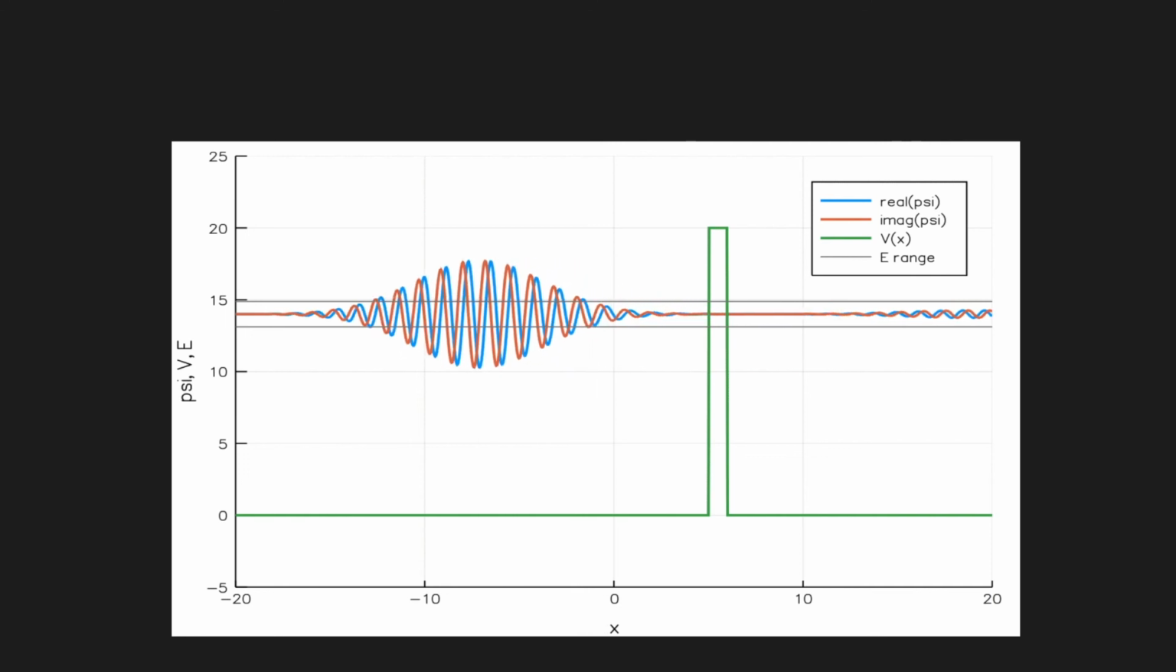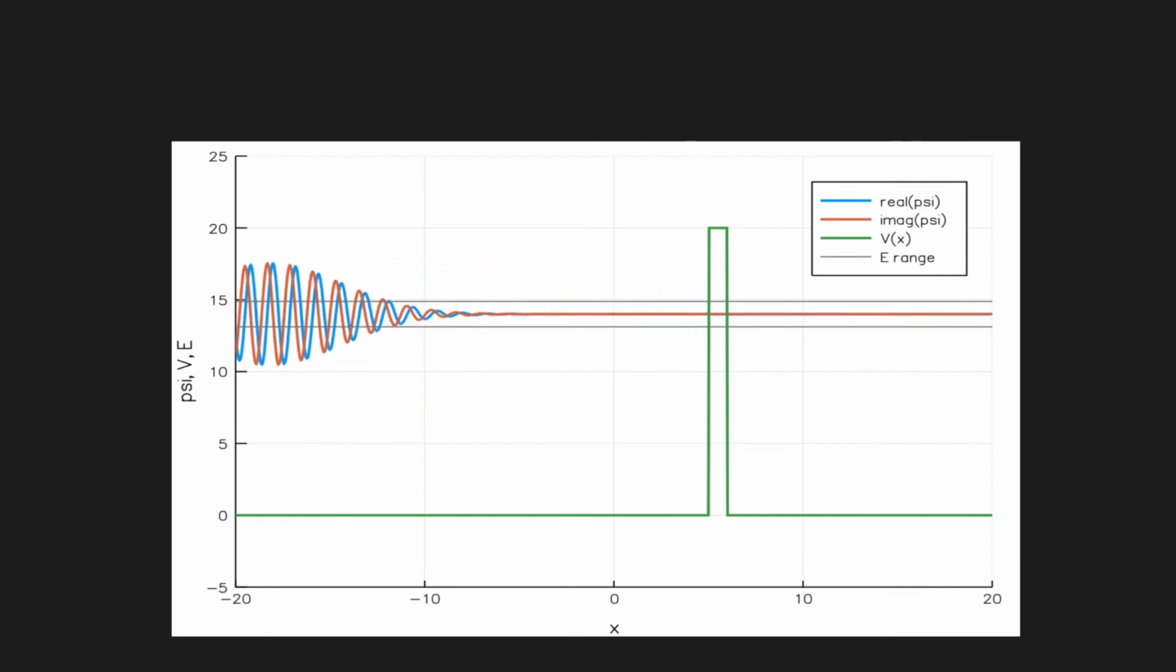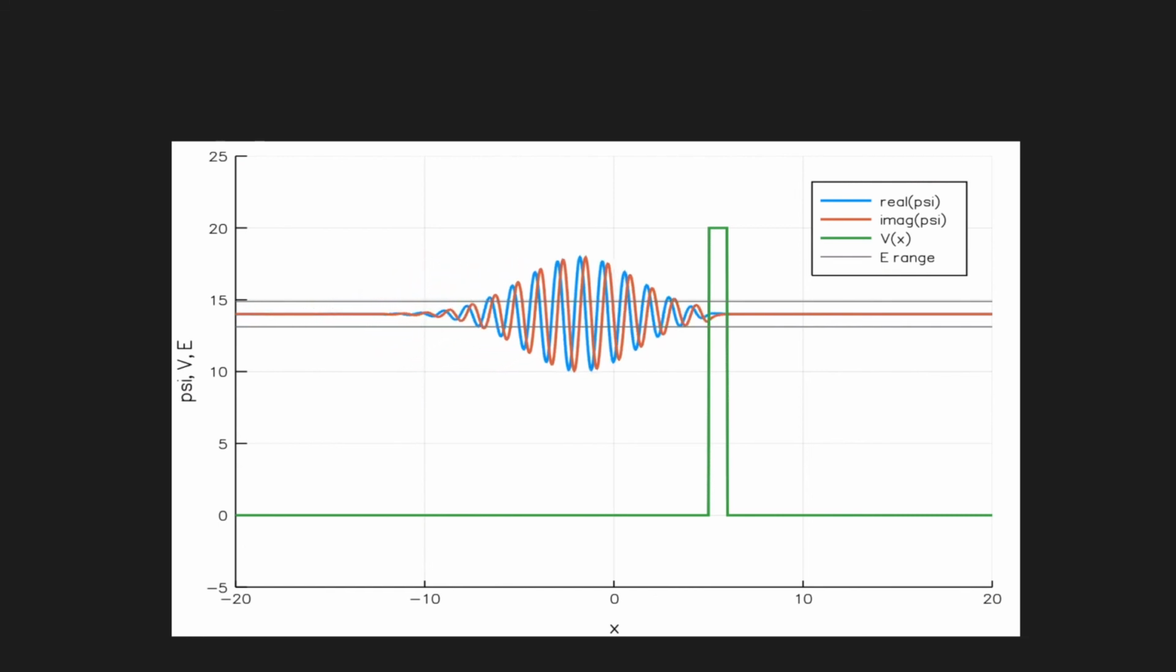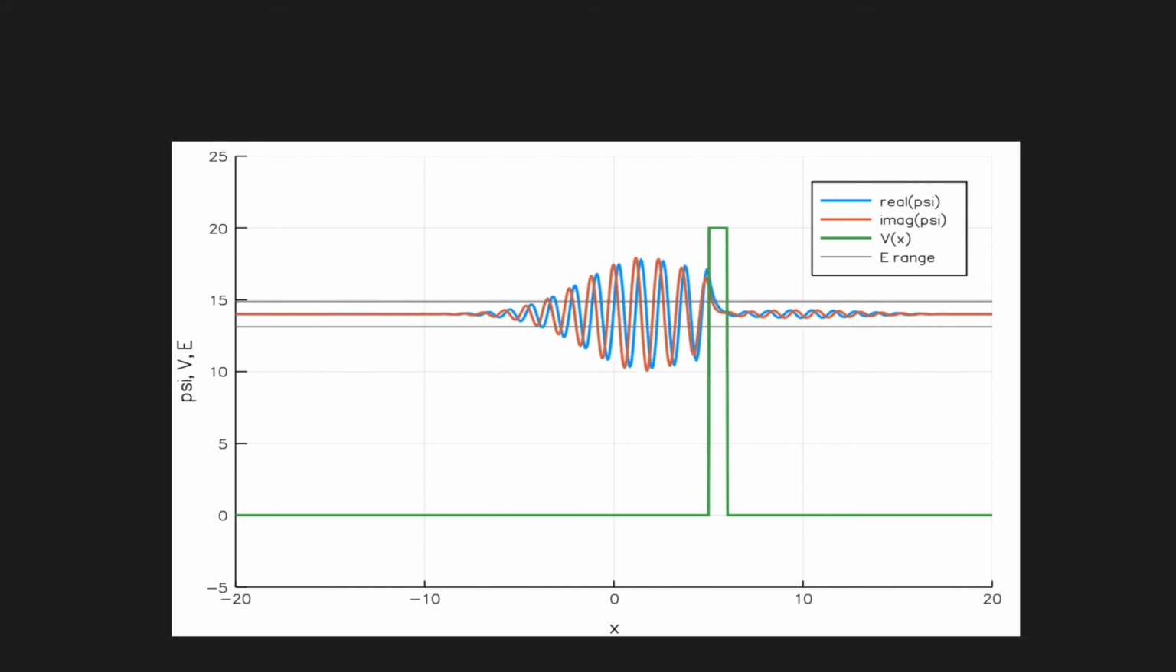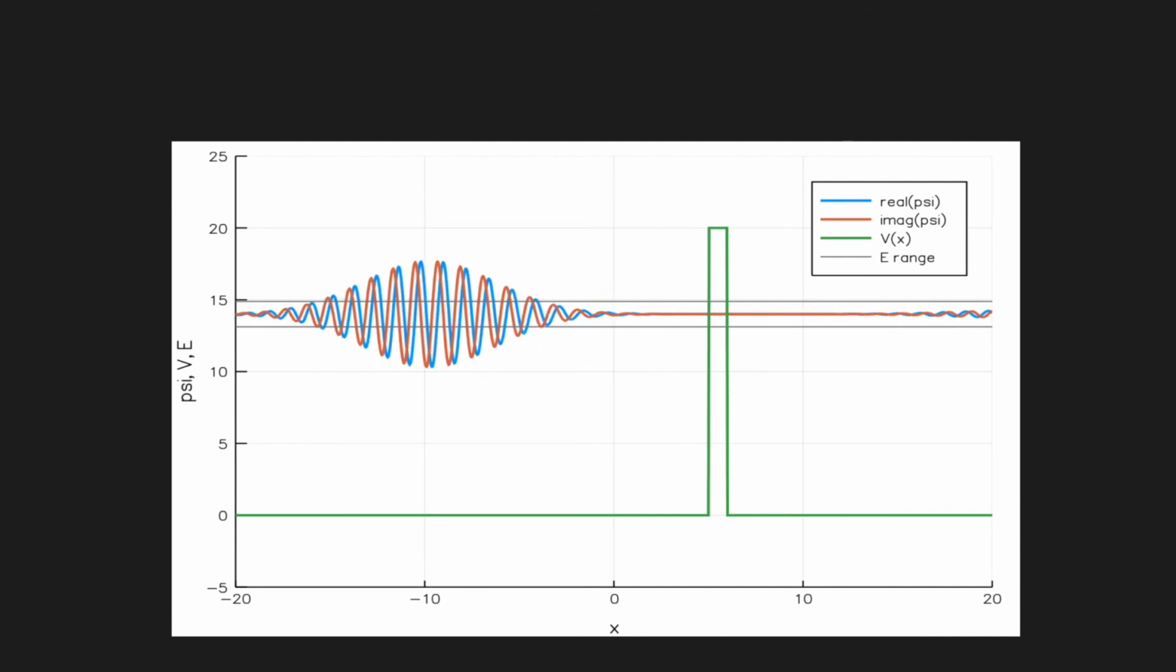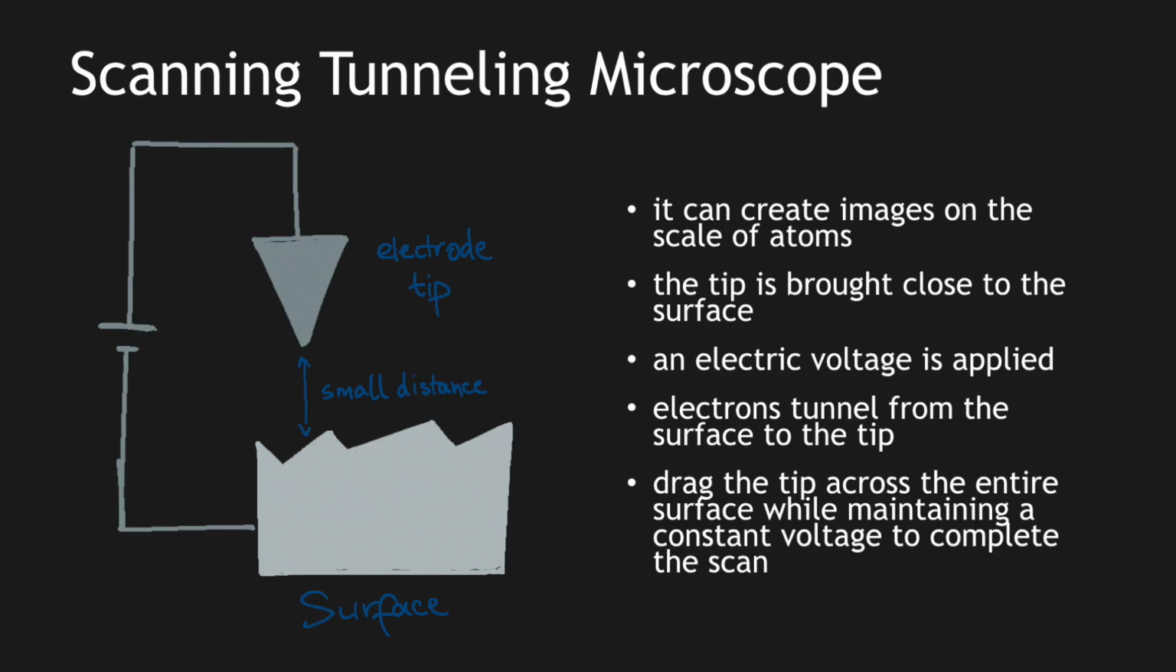Here we have an animation of this happening. We have a wave packet approaching a narrow potential barrier, and a small part of the wave packet tunneling through the potential. So, in short, quantum tunneling is the ability of an electron to pass through a potential barrier. But how is this helpful?